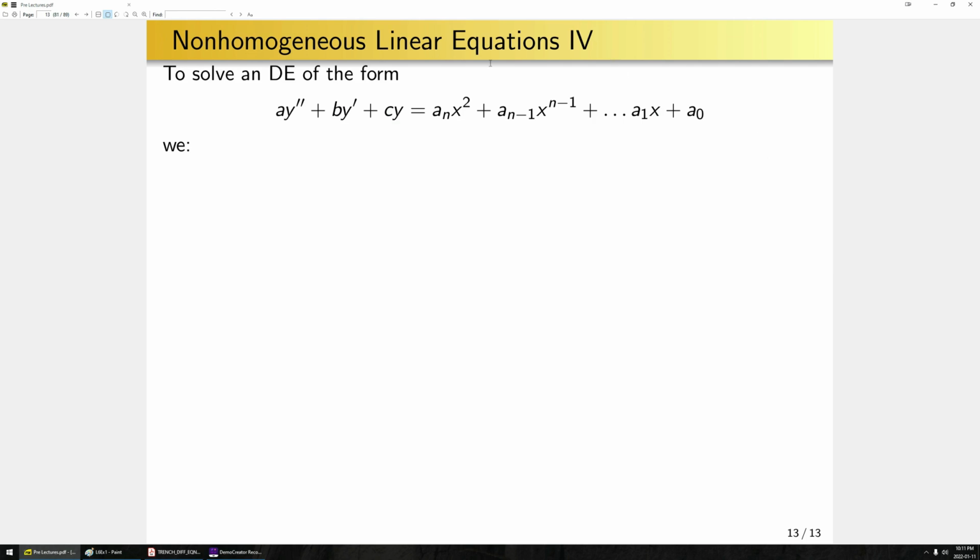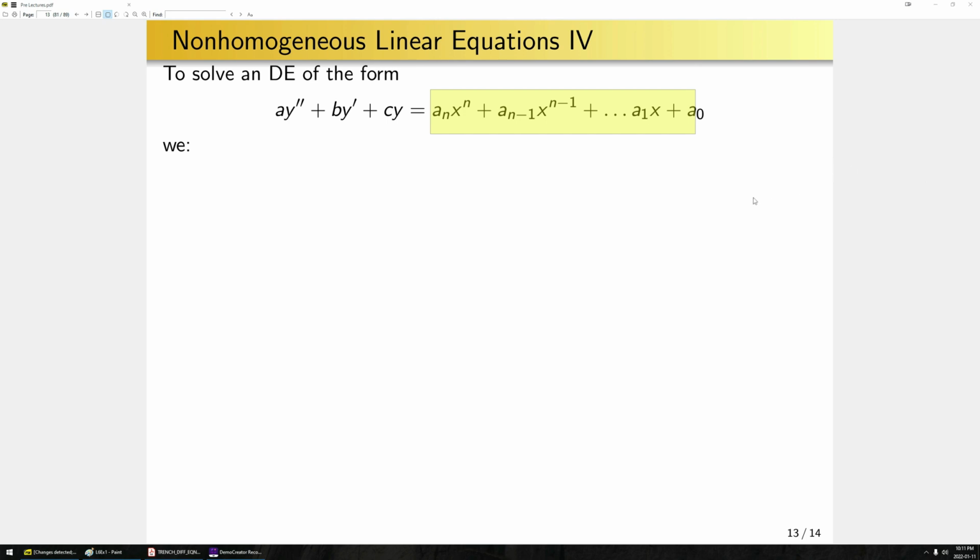Okay, so to solve a differential equation of this form, here I have a linear second order differential equation. For the non-homogeneity bit, I have this term over here where I have a_n x to the n, a_{n-1} x to the n minus 1. If I just look at it, that is just an nth degree polynomial with arbitrary coefficients.